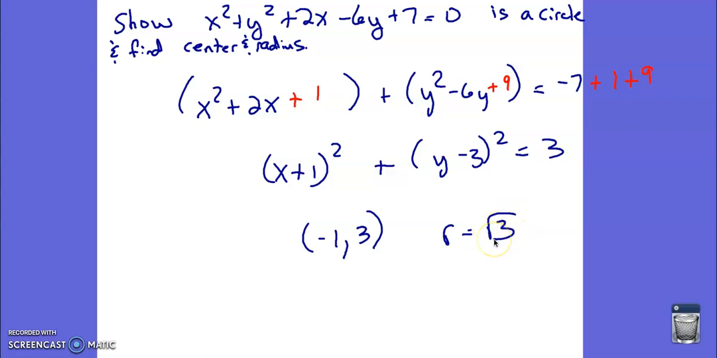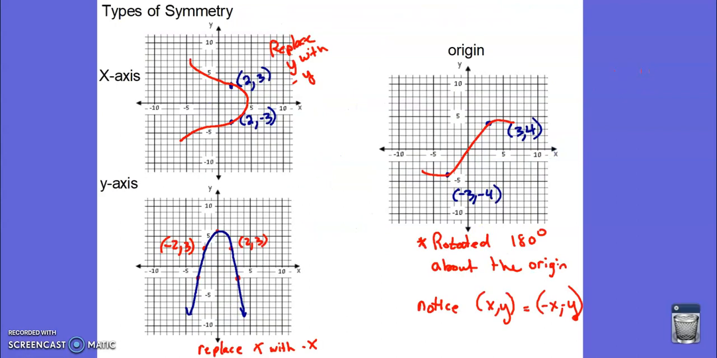All right, and lastly, what we have is types of symmetry, if it's reflective about the x-axis, y-axis, and the origin.